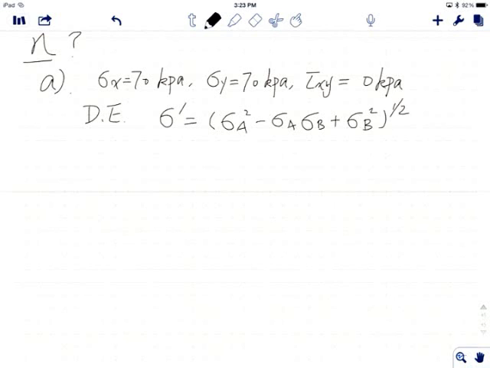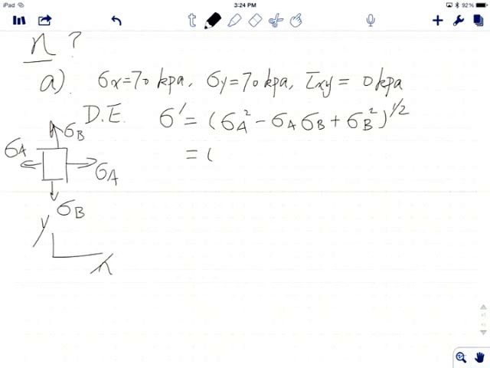Okay, so we plug it in. Sigma A and B, in other words, they are X and Y, right? So if you set up a coordinate system like this, X and Y, they're the same, right? So sigma A and sigma X are the same. Sigma B and sigma Y are the same. Okay, so plug it in.